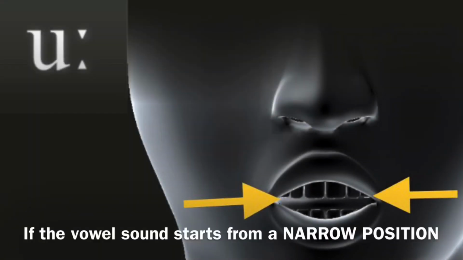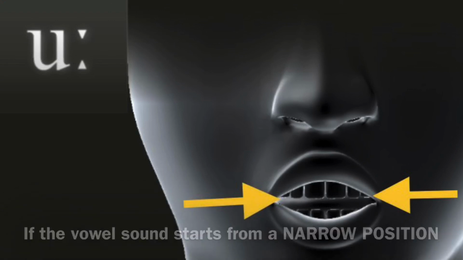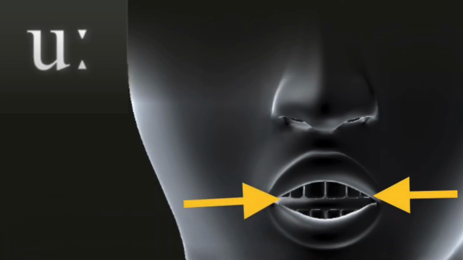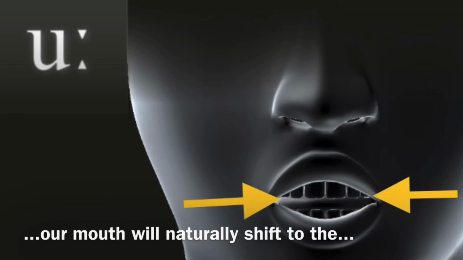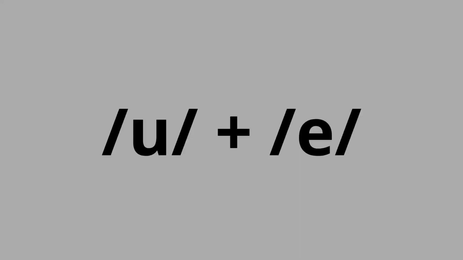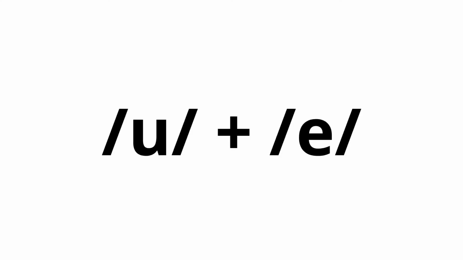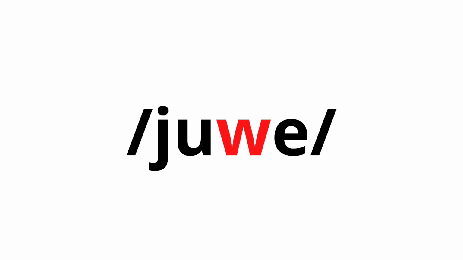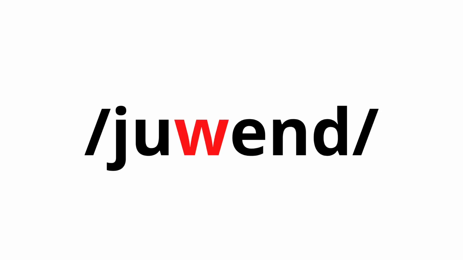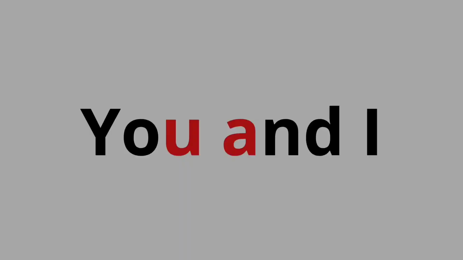I agree with you. If the vowel sound starts from a narrow position like oo, our mouth will naturally shift to the w sound. U, e, ue, you and I.